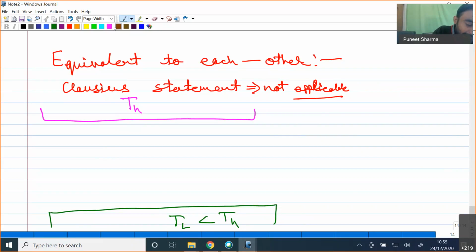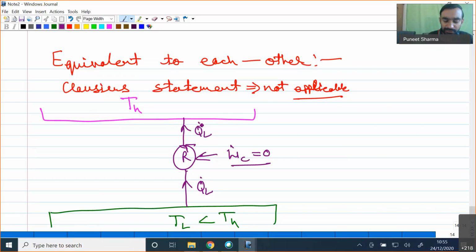Now, I am saying that the Clausius statement is not applicable. So I'll consider that I have a refrigerator which takes some Q dot L amount of heat input and no work input. So W dot C is equal to 0 for this refrigerator. Because of that, I am transferring only the Q dot L amount of heat to the high temperature. If I have a refrigerator which takes no work input but only transfers heat from low temperature to high temperature, then we have nothing but a violation of the Clausius statement of the second law of thermodynamics.